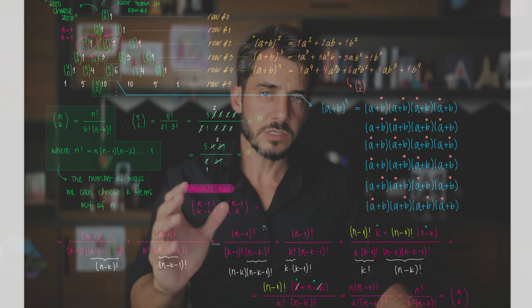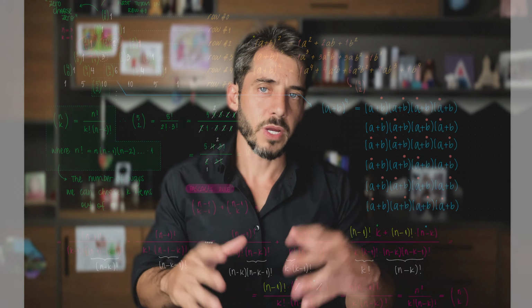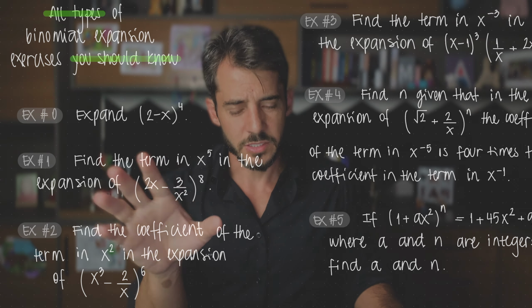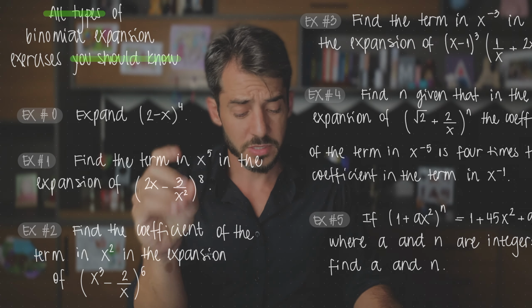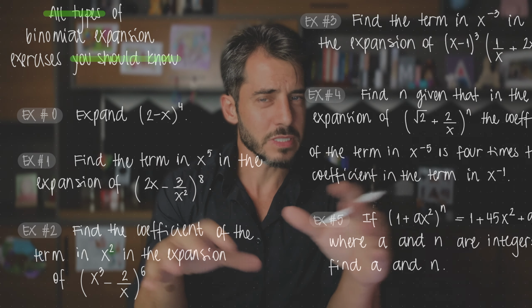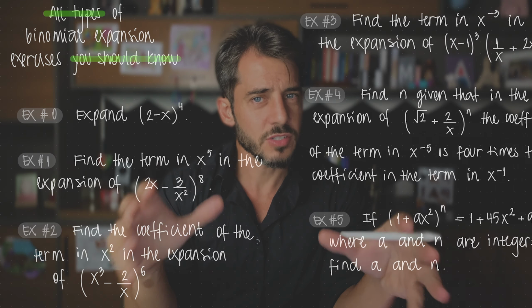All right, so let this serve as an intro to binomial theorem or to binomial expansions. Let's jump to the first exercise in this list, which is actually exercise number 0. We need to expand (2 - x) to the 4th power. This is the simplest type of exercise you can find.